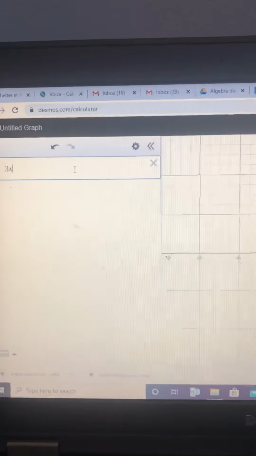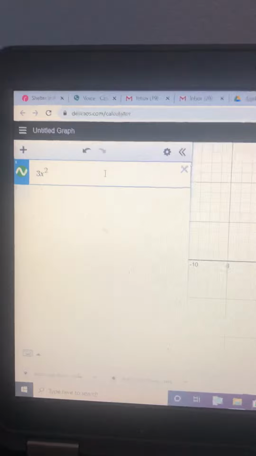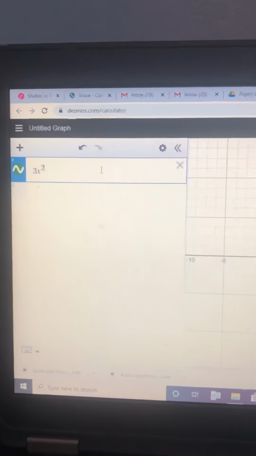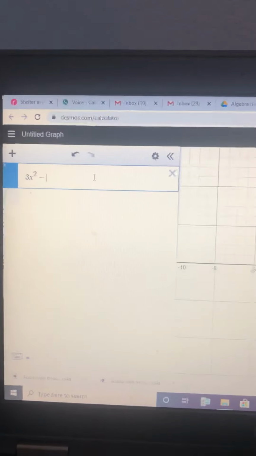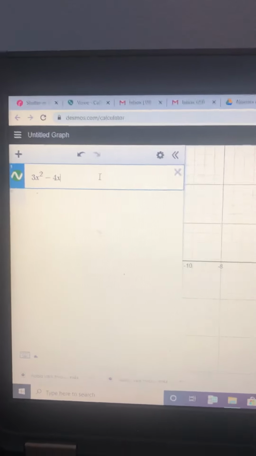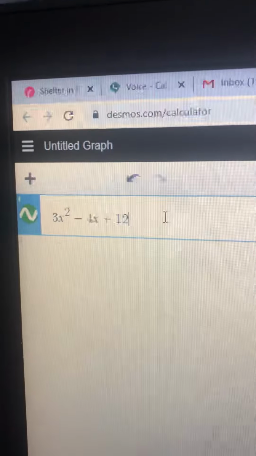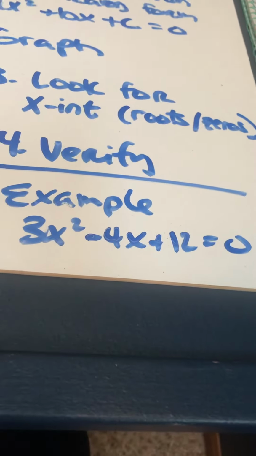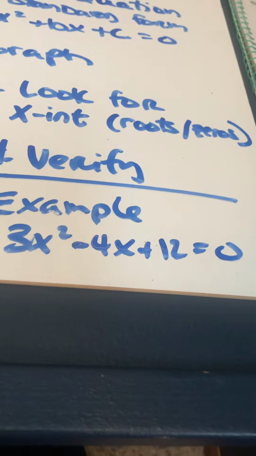I'm going to type in the equation 3x squared, and to get this squared, I'm going to hit Shift 6 to get up into the exponent. I use the little caret there. Right arrow to get back down. Then I'm going to put in minus 4x, because that was part of our formula. And then I'm going to put in plus 12. So it looks just like it did in our example problem. I don't need to include the equals 0. Visually, I'm going to look for the equals 0 by looking for those x-intercepts.